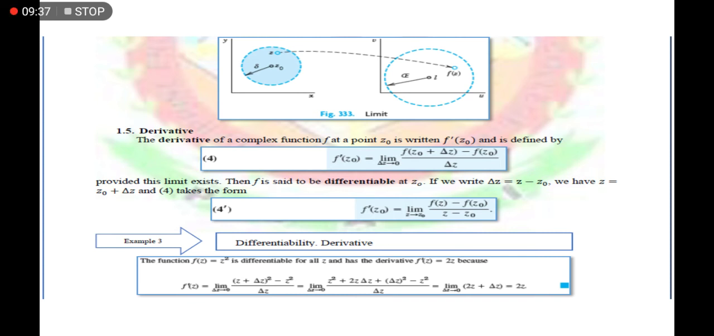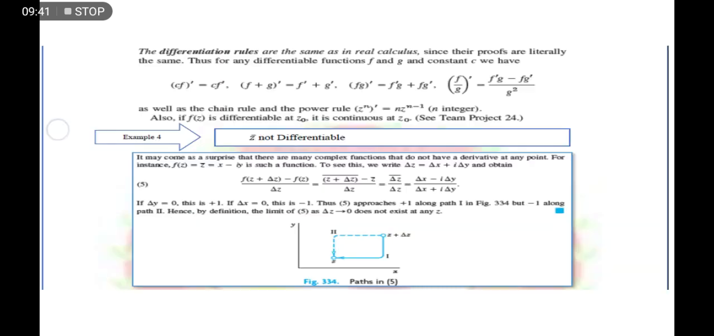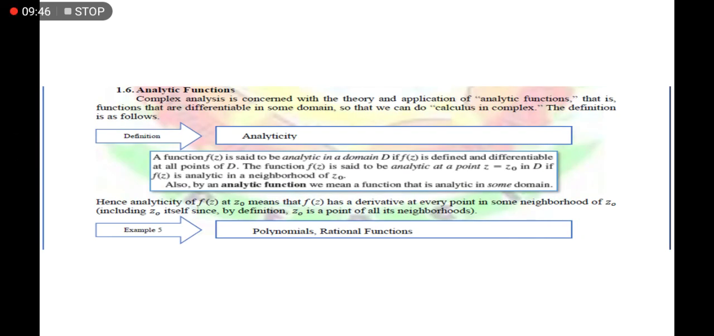Okay, so we have here example number 3. So, same with this one. Para tingnan na lang natin yun siya. Example number 4, madali lang din siya.